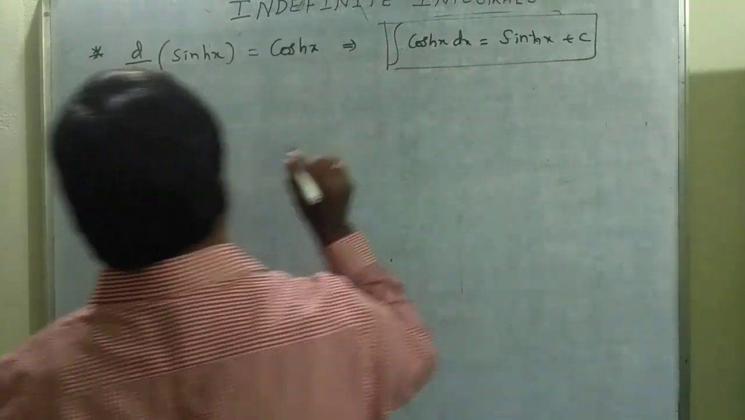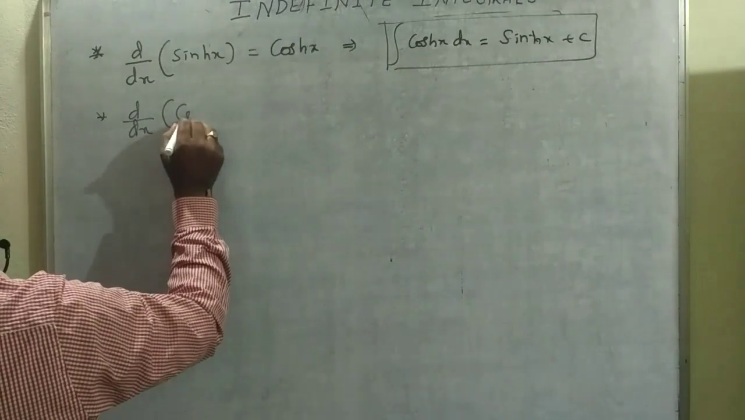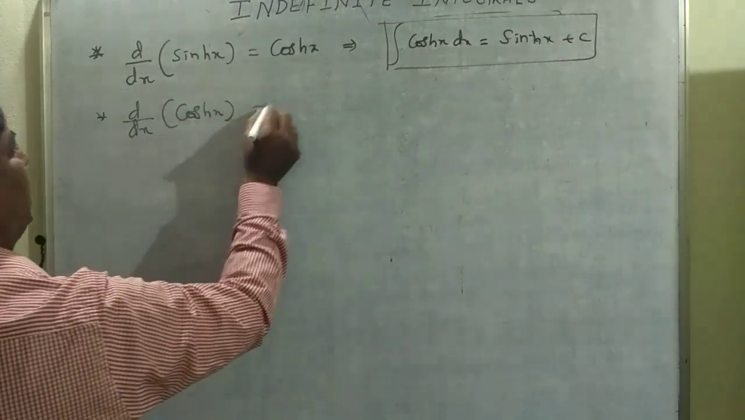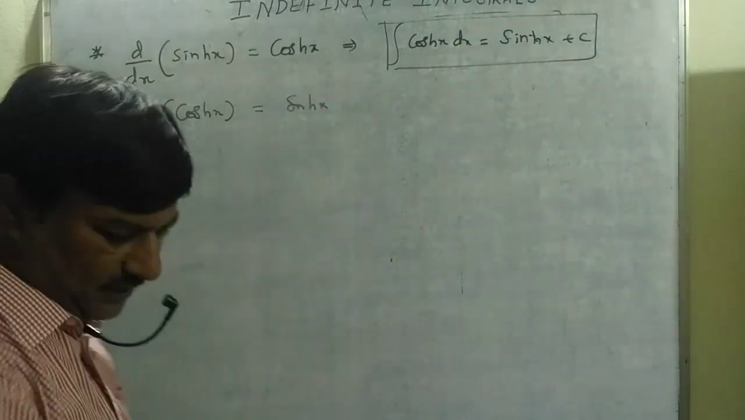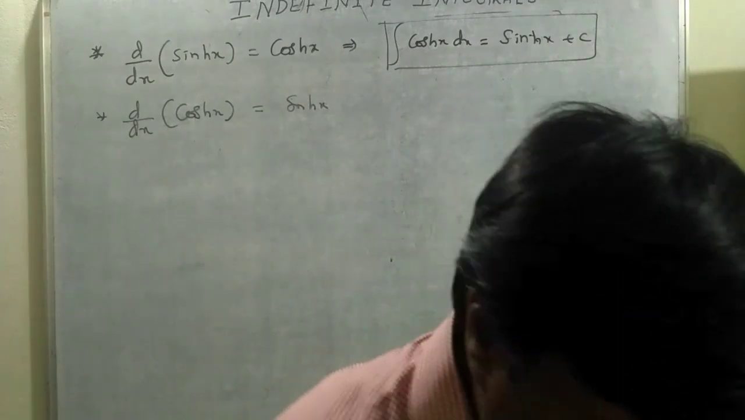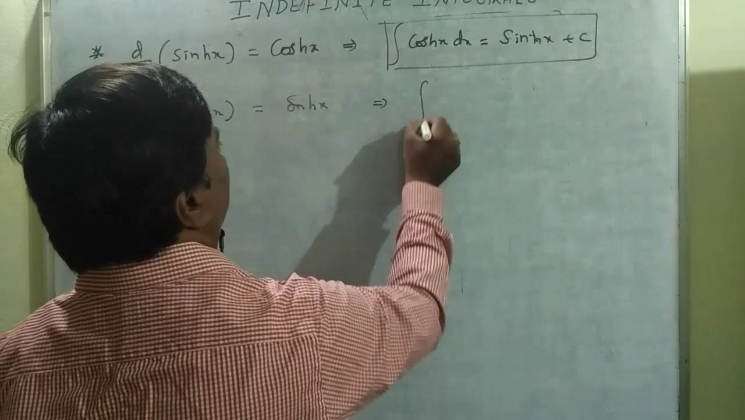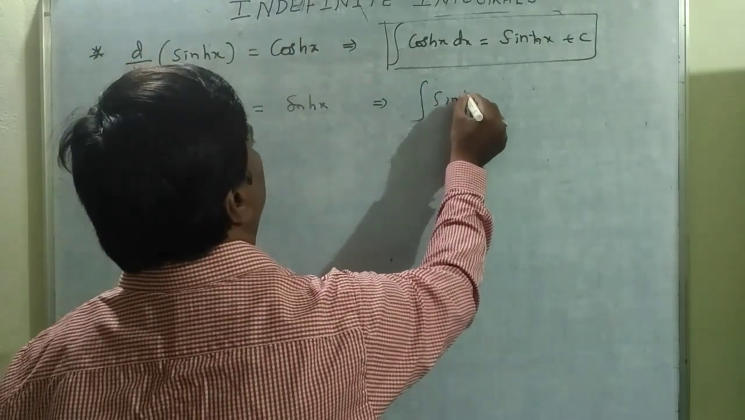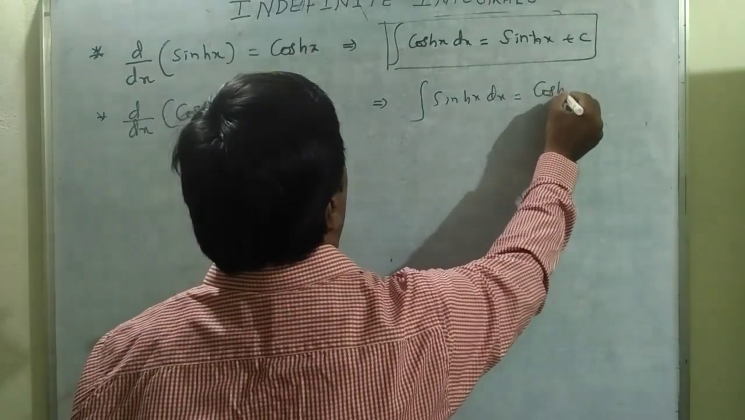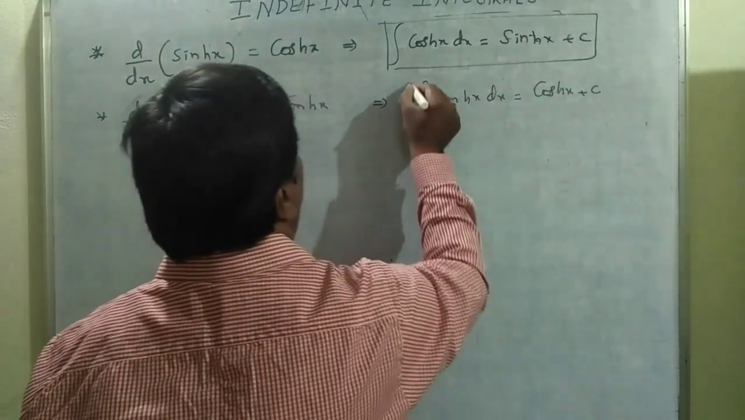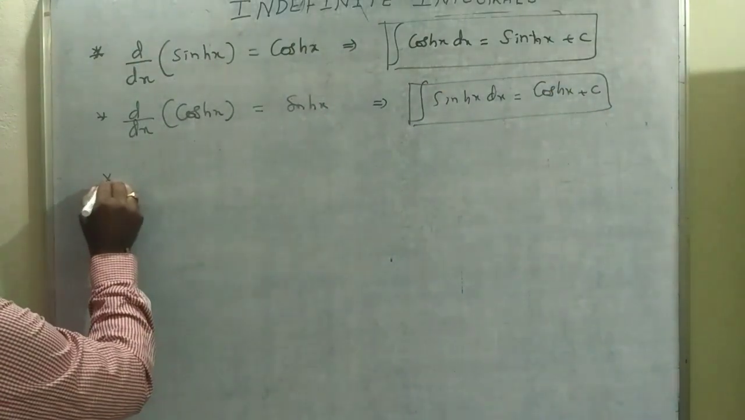Now we'll go for the next formula. d by dx of cos hx is sine hx. The derivative of cos hx is sine hx. Now the integration of sine hx dx, by the reverse process, is cos hx plus c. This is the next formula, and then we can proceed to the next one.